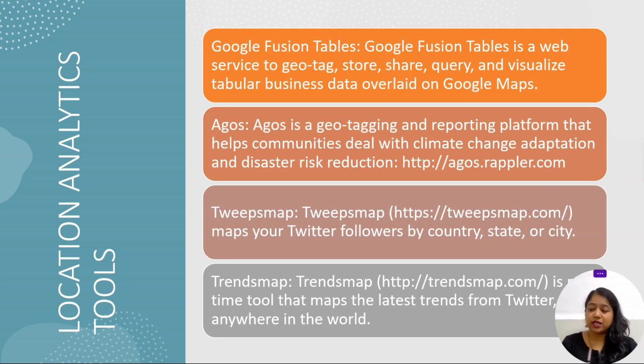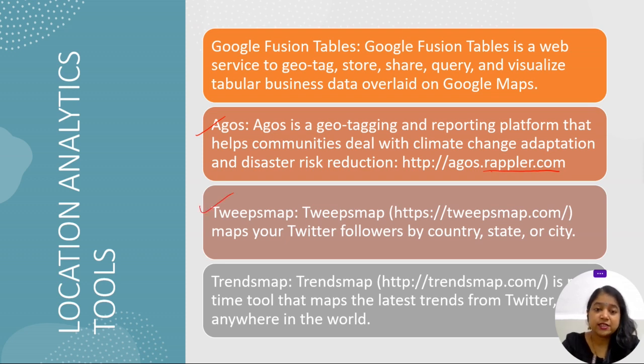Now Echoes is the second tool. So it is used for reporting. It's a reporting platform that helps communicate and deal with climate change adaptation and disaster risk reduction. So if there is any kind of floods or earthquake or landslide, so this particular app, that is Echoes on apple.com, it will help us to rescue the people from such places.